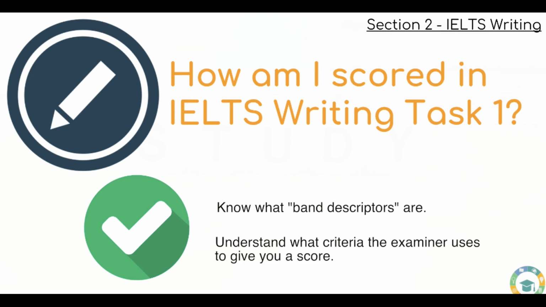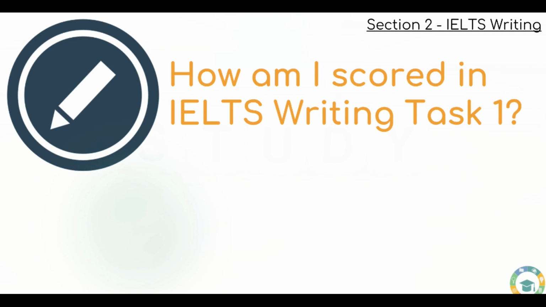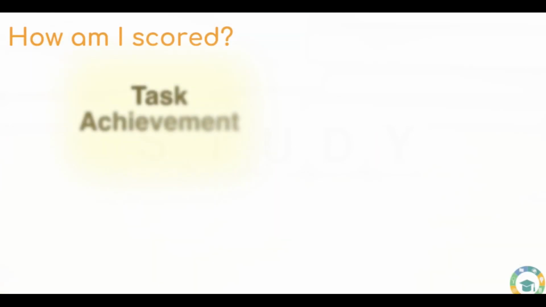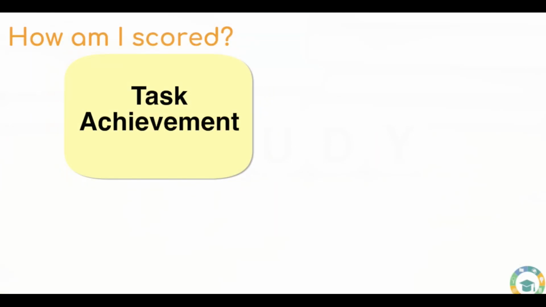Well, he uses these things called band descriptors, which tell them exactly what you need to do to score a band 6, band 7 or even higher. And we'll look at them now. The first of the band descriptors is task achievement, and that really does mean how well you can answer the question and give the main facts and information.